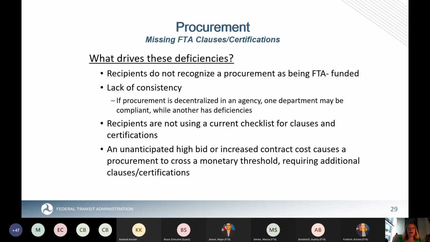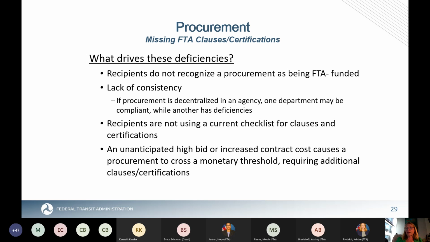The next area of drivers is just lack of consistency. And so again, this could be a decentralized issue within an agency where one part of your agency may be using a good checklist, but other folks may not.